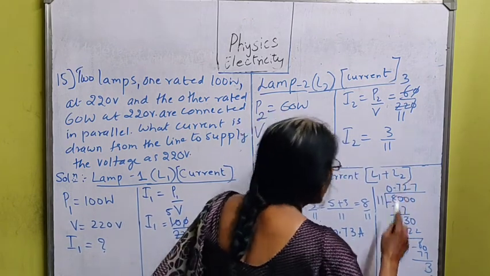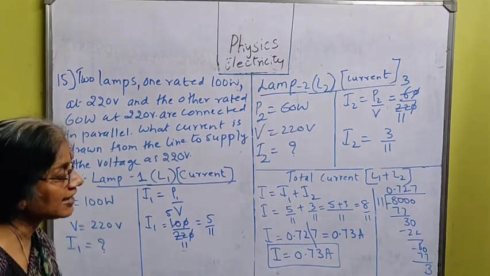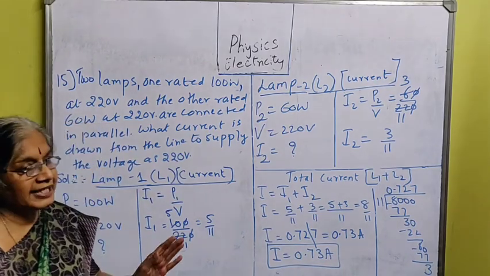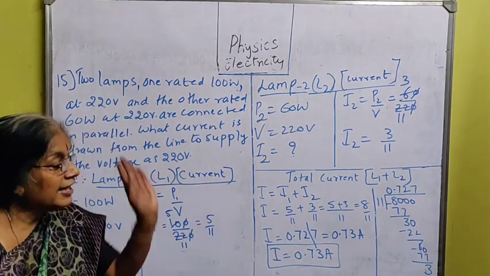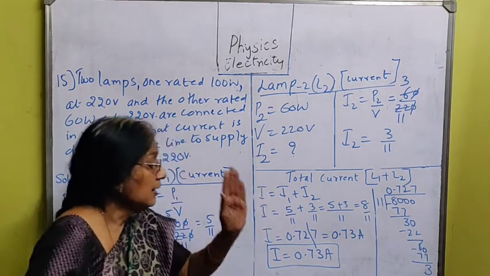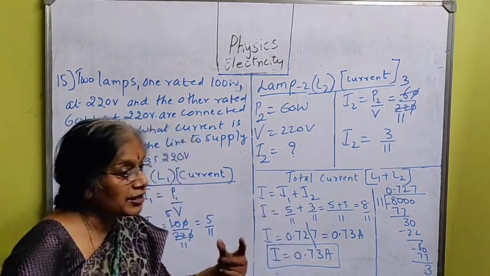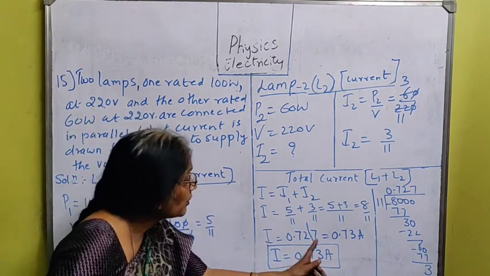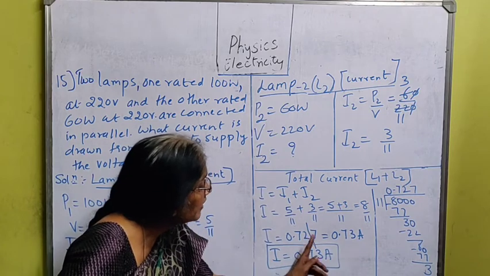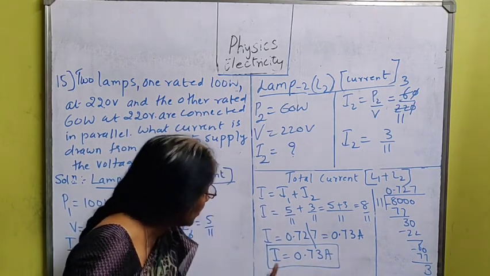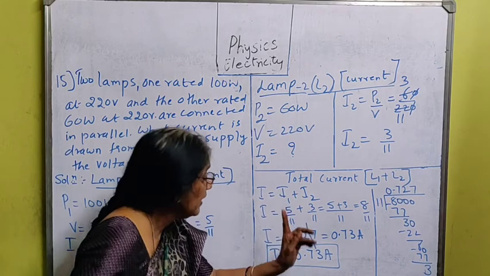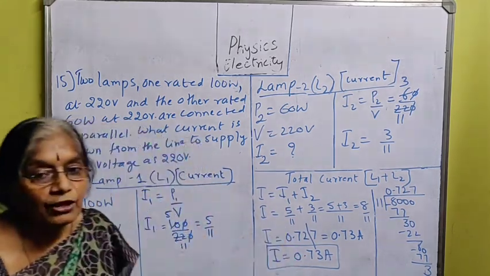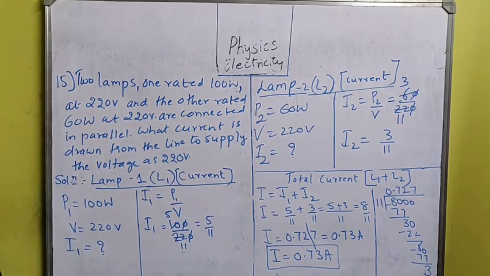So we want to write the answer. Always in physics we write the answer to 2 decimal places. So we have to take the third decimal place, because the rule says when you stop at 2 decimal places, if the third decimal is less than 5, the answer will remain 0.72. If the third decimal is 5 or more, we have to add 1 to the previous. So here 7 is there, so I am adding 1 to the previous. So it became 0.73 ampere. So the total current flowing in the 100 watt and 60 watt lamps together is 0.73 ampere.